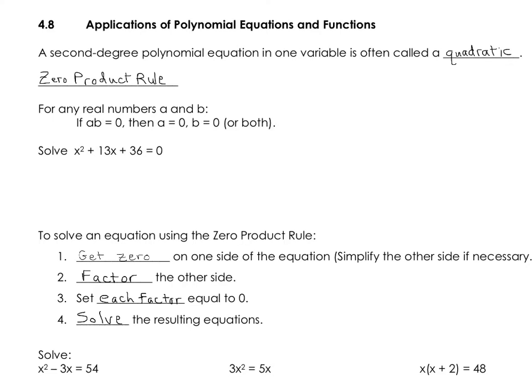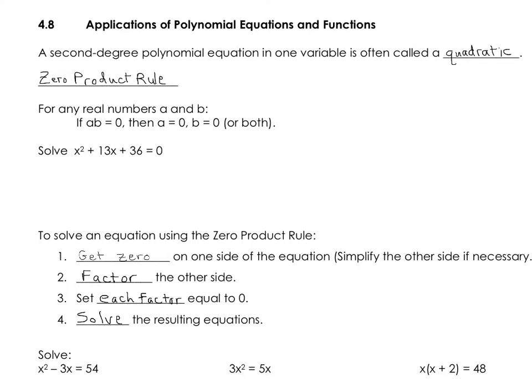Section 4.8, Applications of Polynomial Equations and Functions. A second-degree polynomial equation in one variable is often called a quadratic. To solve quadratics, we need the zero product rule.